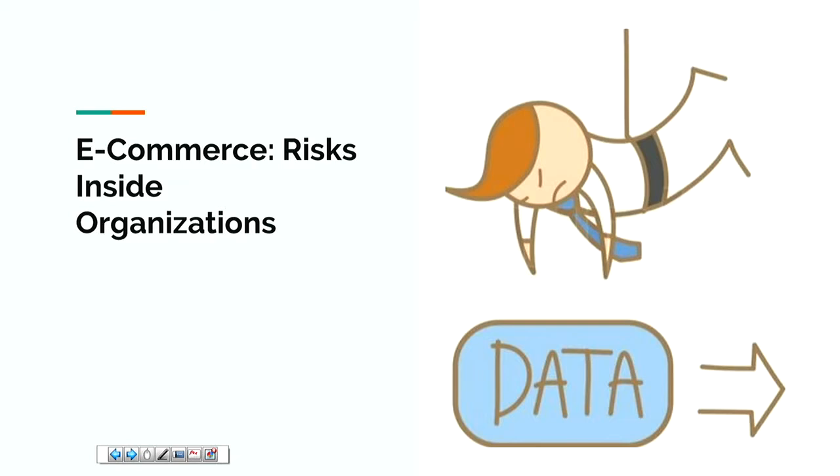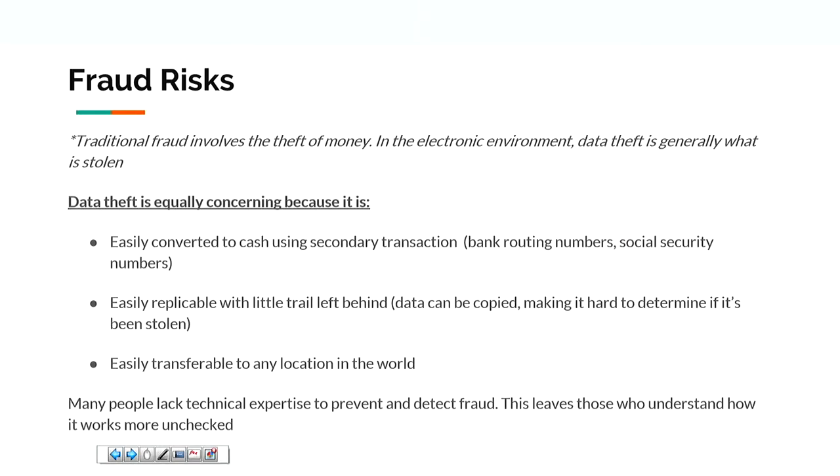So e-commerce, risks inside organizations. And this is a lovely man propelling down. So traditional fraud involves the theft of money. With an electronic environment, data theft is generally what's stolen. So people might think that this isn't quite as horrible because money isn't being stolen, but it's equally concerning because this data can be really easily converted to cash using secondary transactions.